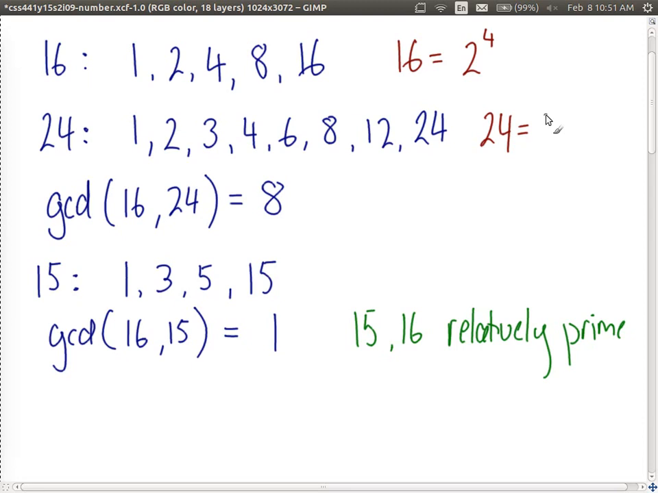What are the prime factors of 24? 1 is not prime. 6 is not prime. 2 and 3: 2 to the power of 3 is 8, times 3 is 24. So 2 and 3 are the prime factors.